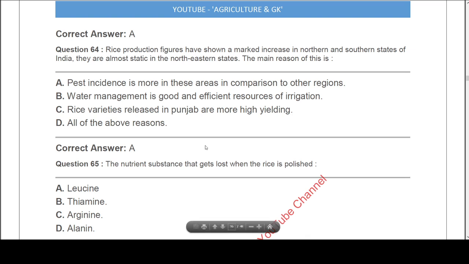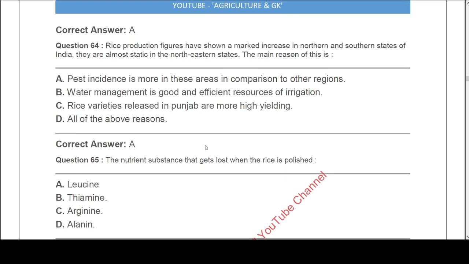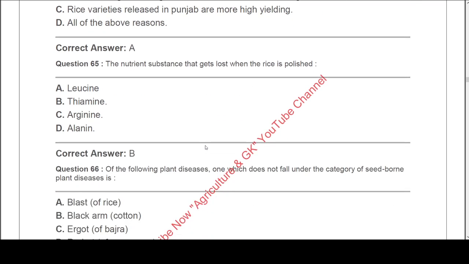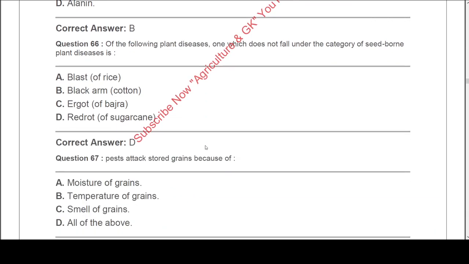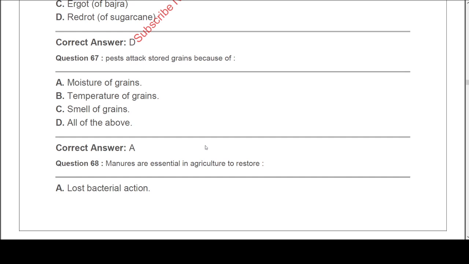So pests damage everything, therefore the protection is that much only. The nutrient substance that gets lost when the rice is polished is option B, thiamine. It is better to use red rice rather than polished rice. Of the following plant diseases, the one which does not fall under the category of seed-borne plant diseases is option D, red rot of sugarcane. Pests attack stored grain because of the moisture of the grain. Option A.